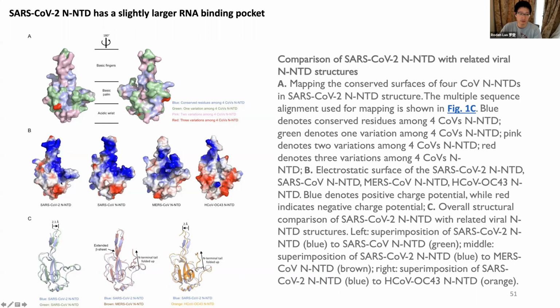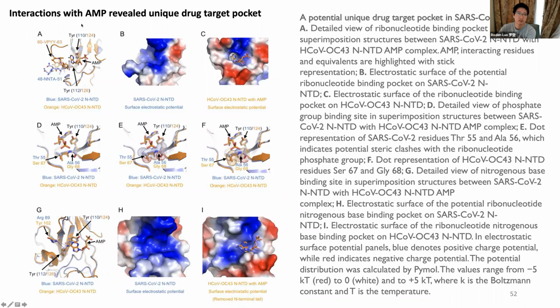And this is the comparison of the surface charge between different coronaviruses. These are some detailed comparisons between different models. And the author proposed, and we can see from these diagrams, that this binding pocket is larger in SARS-CoV-2. The steric hindrance is less compared to the others. These are some detailed interactions with AMP across different coronaviruses. And the author claimed that it revealed a unique drug target pocket, which I haven't read in very much detail.